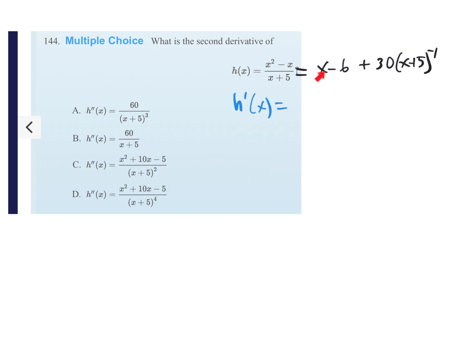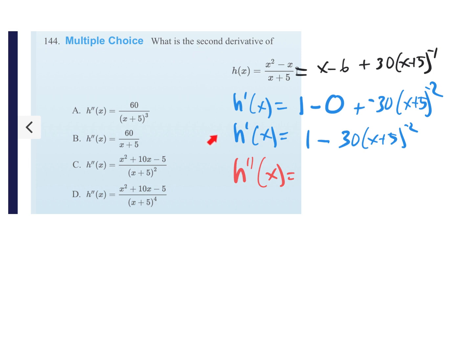Therefore, h prime of x is 1 minus the derivative of 6, which is 0, plus negative 30 times x plus 5 to the negative second power, using the power rule, multiplied by the derivative of the inside part, which is just 1.